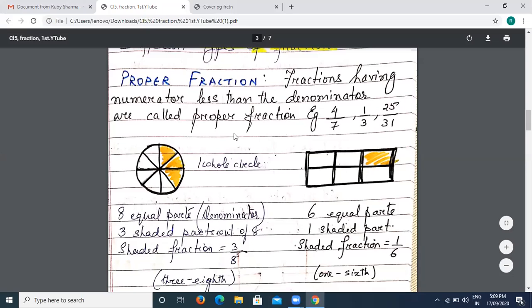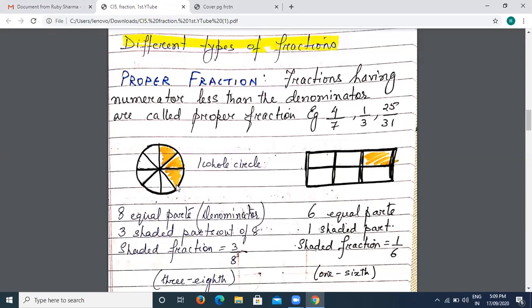Now, what do you mean by proper fraction? Suppose I have a whole object divided into 8 parts, one whole circle. You can consider this to be anything, whether it's an orange, a pizza, or a circle. Now you divide into 8 equal parts. So that will go to the denominator. And how many parts are taken or shaded? That is 3. So 3 by 8. Now each part must be equal.